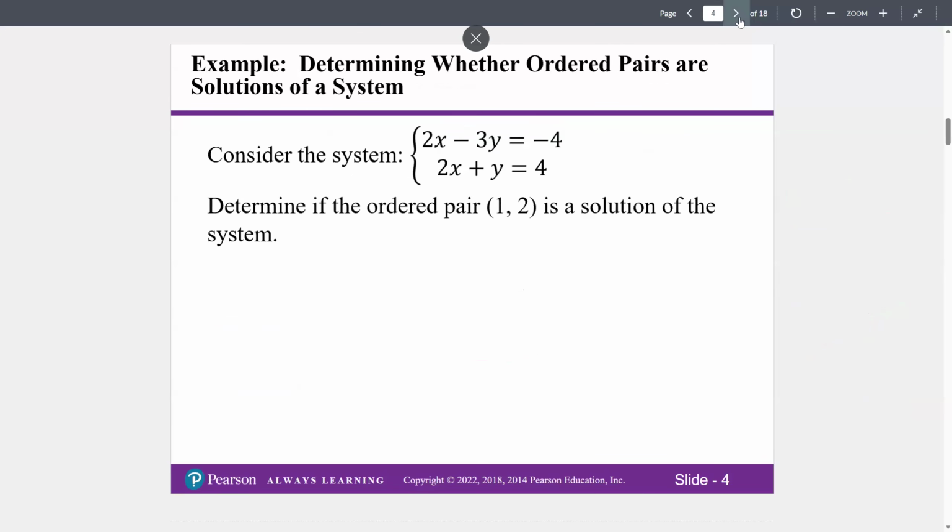So we're going to consider the system 2x minus 3y equals -4, and 2x plus y equals 4. We're going to determine if the ordered pair (1, 2) is a solution to the system. So we have an xy pair, and we want to see if it is a solution to both equations.